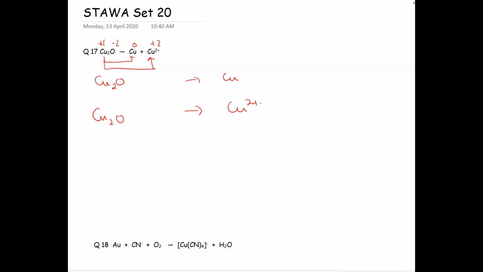So you start by balancing matter other than oxygen and hydrogen. So here I've got 2 copper, so I put 2 in front. You balance oxygen by adding in water. You balance hydrogen by adding in hydrogen ions. And then you balance charge by adding in electrons.